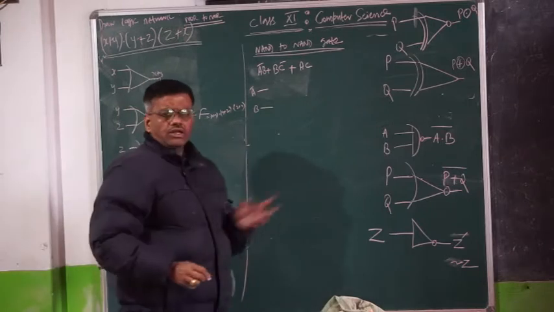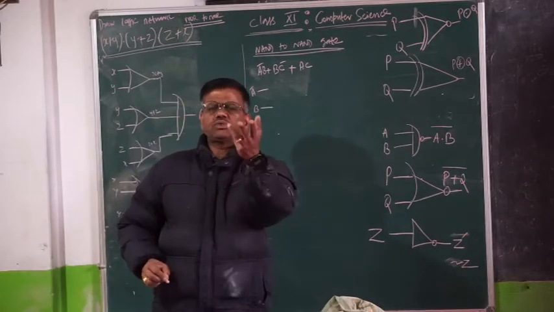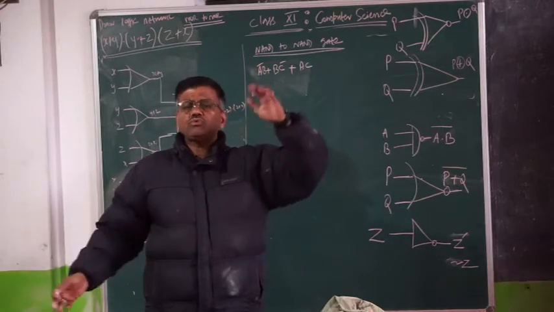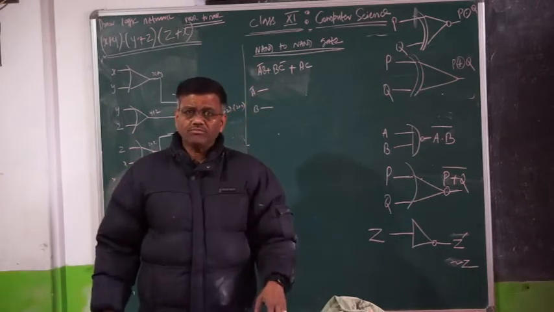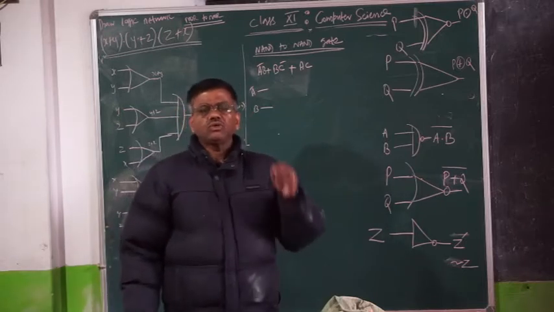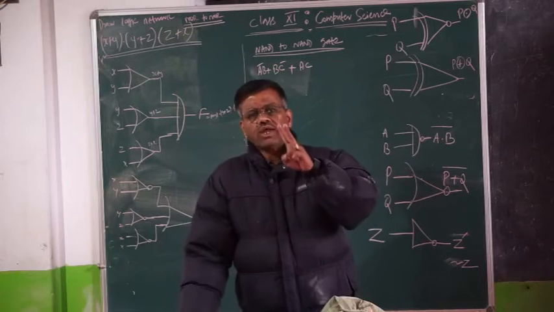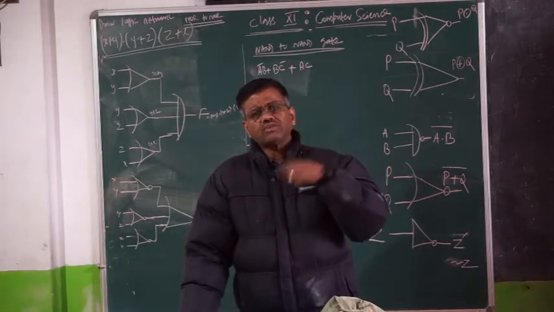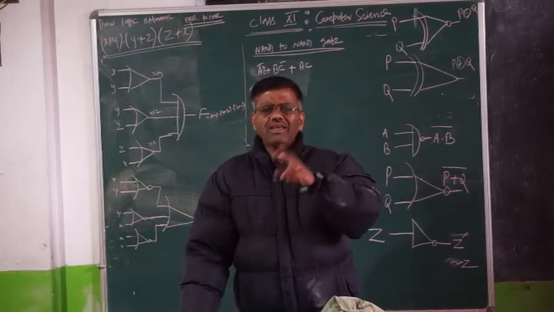Because the mark allocated for this is very negligible, 2 or 3 marks only. If you start drawing the NOR gate, your diagram will be too big. You spend too much time. It's not worth it. That's the reason the council itself tells you, you are allowed to use more than 2 inputs in a gate. As per the law, binary gate means only 2. You are supposed to use 2, but they relax the rule.